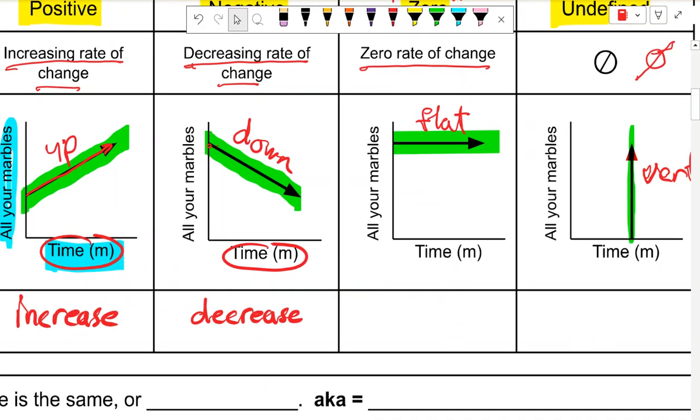The next one, over time in minutes, you can see that your marbles are staying exactly the same. They are not increasing, they're not losing. You're not losing brain power, you're not increasing brain power. You are just normal. Okay, so that one we say there is no change or zero change.